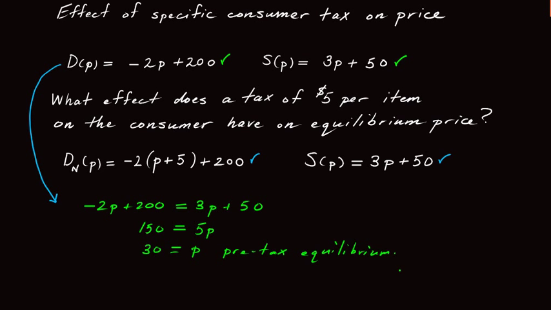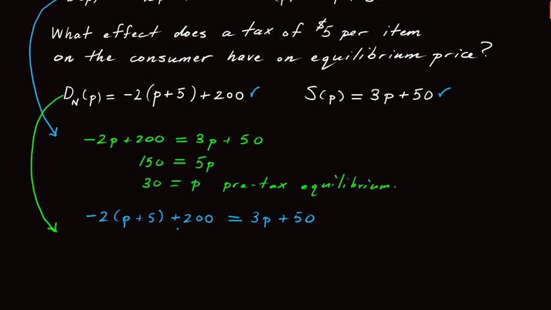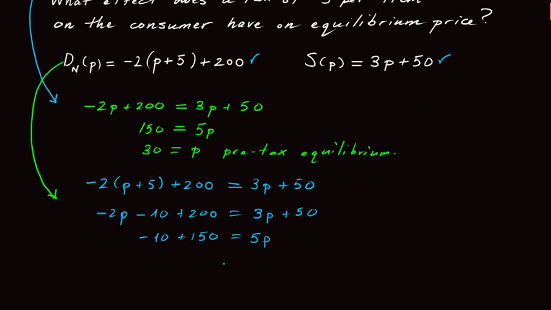Okay, and now we want to do the same thing, but now we want to use the second situation where we've added on this tax of $5. So now we have minus 2 times p plus 5, plus 200 is now equal to 3p plus 50. In this situation we do the same thing. We have a minus 2p, then we have a minus 10 plus 200 is equal to 3p plus 50. I add 2p to both sides. I get 5p on the right, subtract 50 from the other side, and I get minus 10 plus 150. And then that's the same as 140 is equal to 5p.